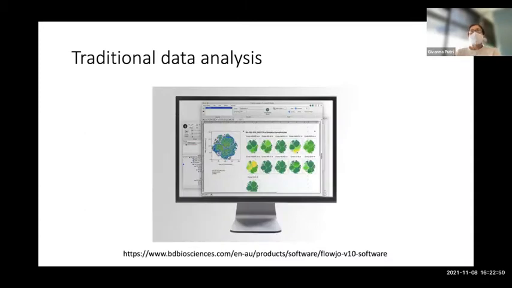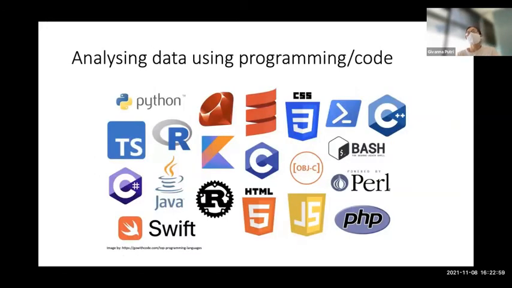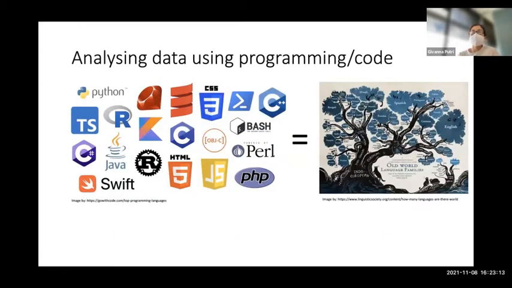So traditionally, as everyone is probably more familiar with, analyzing a data set is normally done using FlowJo, which is just software. The alternative to that is basically using programming or code. There are so many different languages in the world for programming. There's Python, there's R, there's C++, and so on and so forth. You can treat each of these programming languages like a normal human language. So maybe R is English, Python is German, something like that.